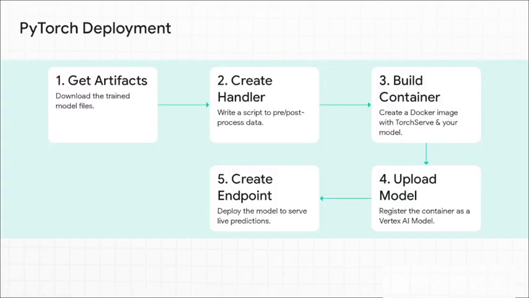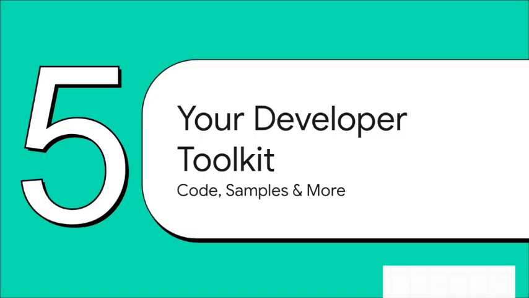This whole process is basically about packaging your model for the real world. You grab your trained model files, you write a little script to handle incoming requests and format the output, and then you build that custom Docker container we just talked about. You upload that, and for the final step, you create an endpoint. That's it. That gives you a live URL that your app can call to get predictions. So now you get it. You see the entire workflow, from that first idea all the way to a deployed endpoint.